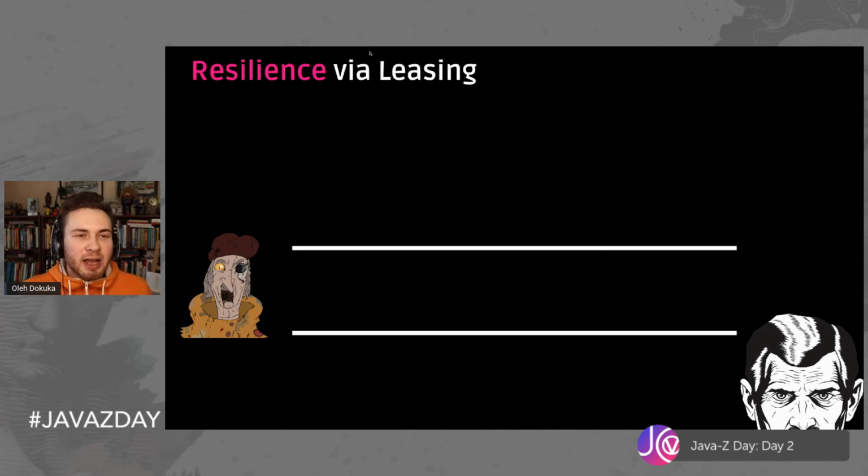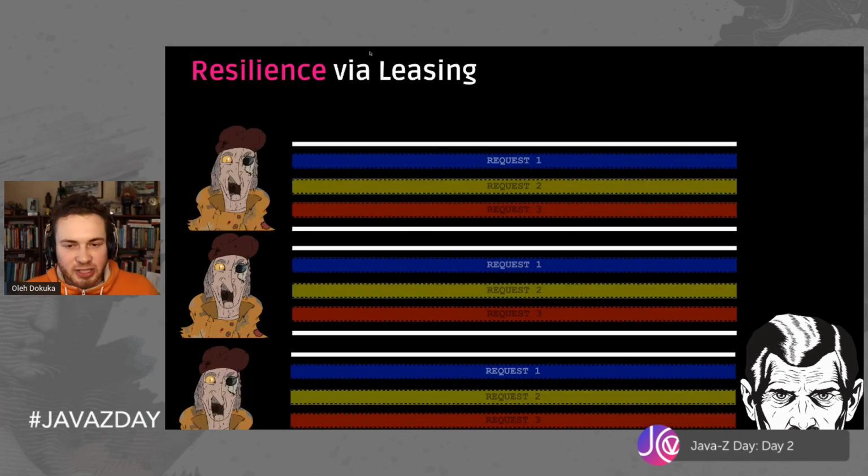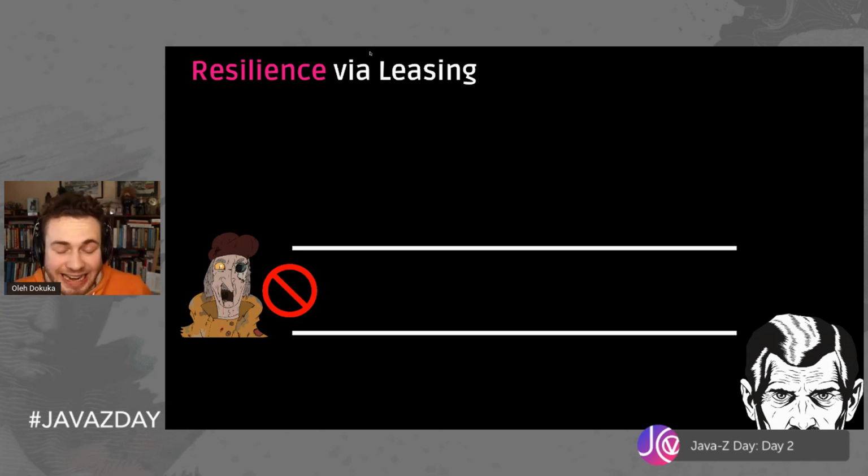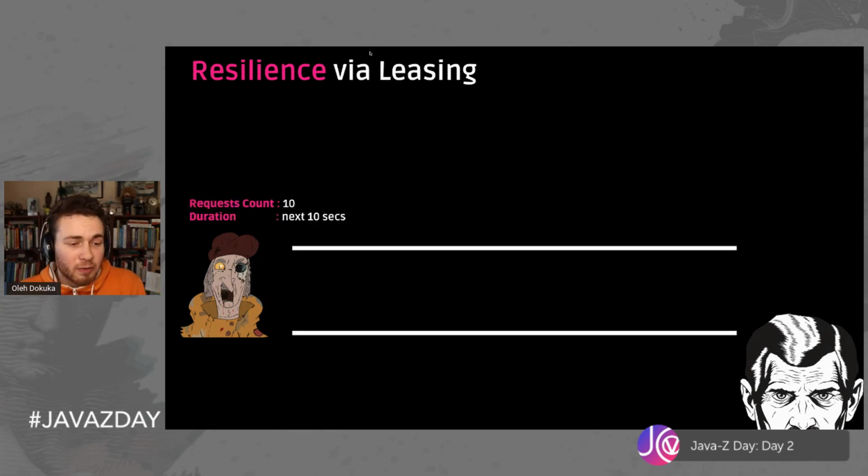Because if leasing is enabled, the requester is not allowed to send a message unless the server has sent an allowance, information that a particular client or requester can make requests. So once such a lease is received, the requester is allowed to do 10 requests, and as part of that, he has a time box during which he can do these 10 requests, because the server reserved this capacity for this particular requester or client.